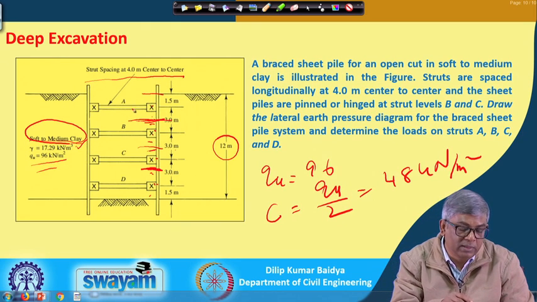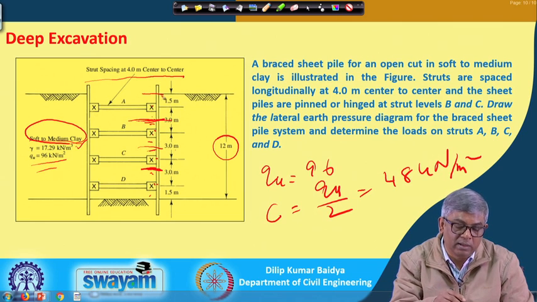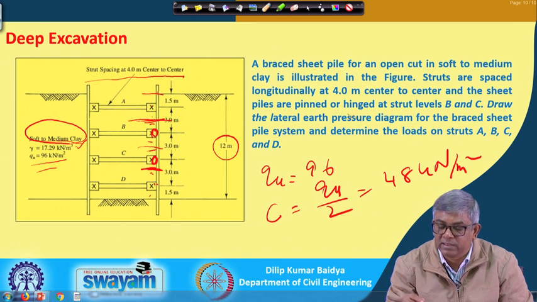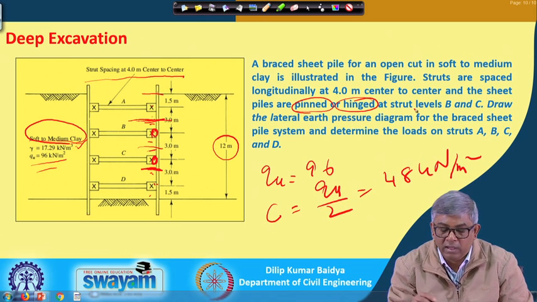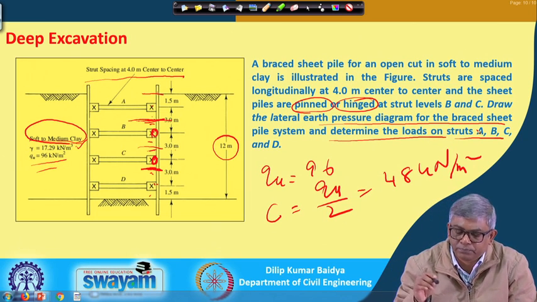That means, for your A, B, C, D, the method of analysis I have already mentioned: it looks like a continuous beam, but intermediate support can be considered as pin. Here itself it is also mentioned that at points B and C we can assume pinned or hinged, which is nothing but what I have already told. Draw the lateral earth pressure diagram for the braced sheet pile system and determine the loads on struts A, B, C and D. So, this is the problem.